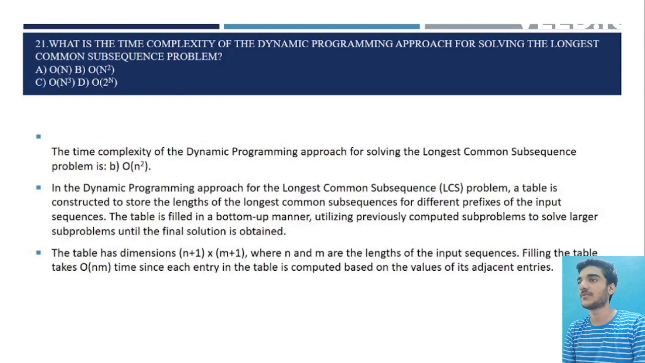What is the time complexity of the dynamic programming approach for solving the longest common subsequence problem? The correct option is O(n^2). The table has dimensions (n+1) by (m+1), where n and m are the lengths of the input sequences. Filling the table takes O(nm) time, since each entry in the table is computed based on the values of its adjacent entries.